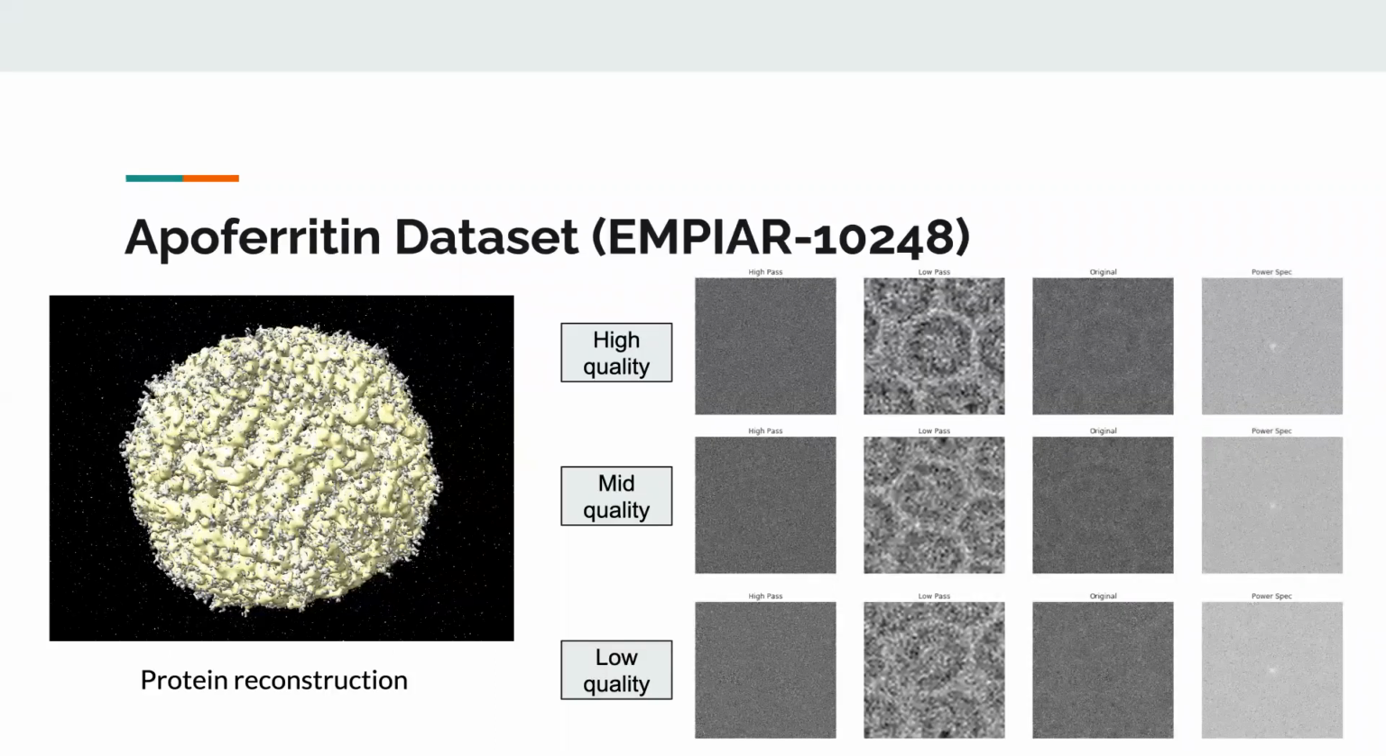We use an apoferritin dataset consisting of 10,000 particles. The protein reconstruction is shown on the left, and the showcase of our particles is on the right. We don't see much difference between the high, medium, and low quality images using the naked eye, especially for high pass, low pass, and power spectrum images. We hope that the CNN can do better.